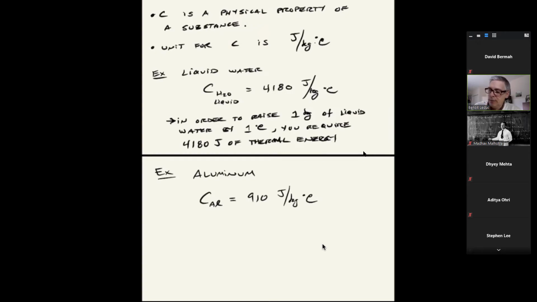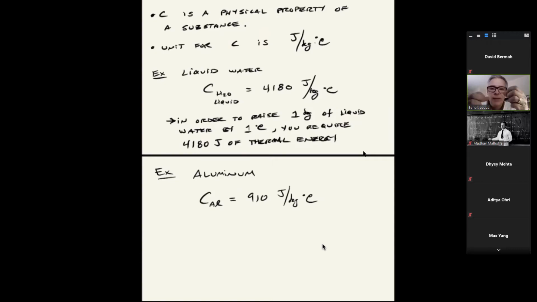Yeah, Max. Is there a reason why water's is so much higher than aluminum? Yeah, it has to do with the hydrogen bonds. Oh wait, but doesn't aluminum have metallic bonds which are stronger? Yeah, but that has nothing to do with it. It's a different mechanism, right?